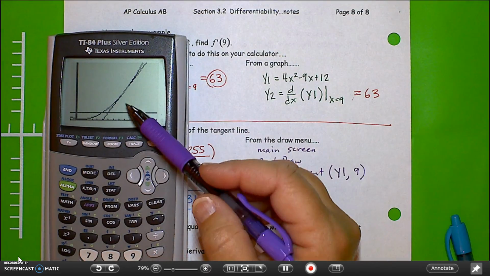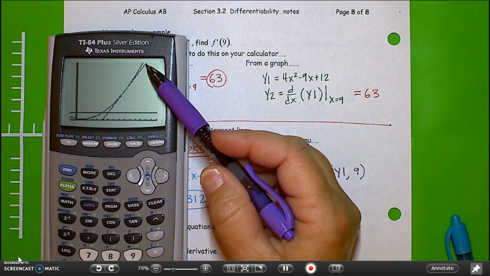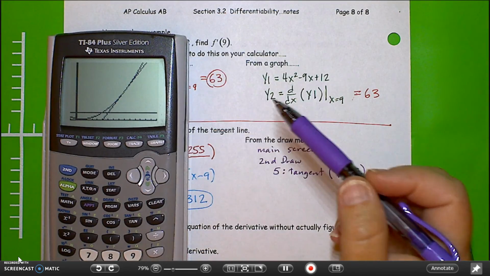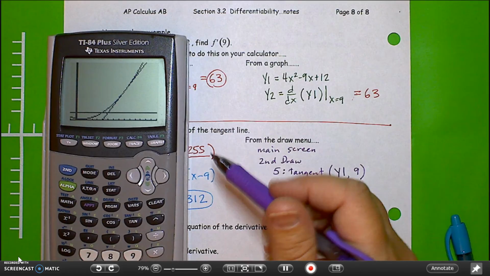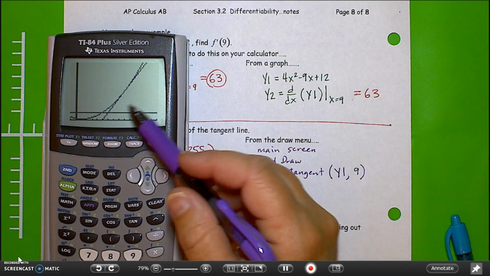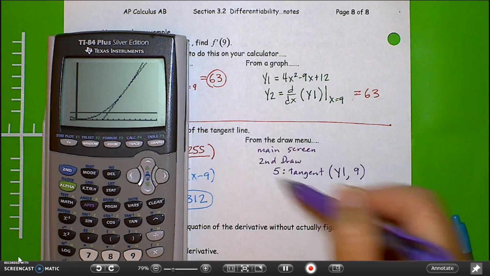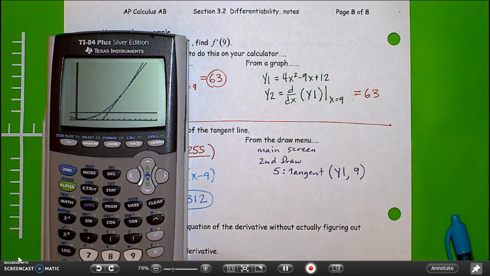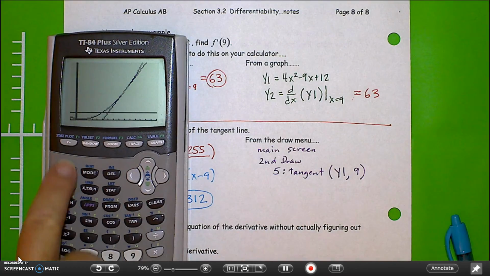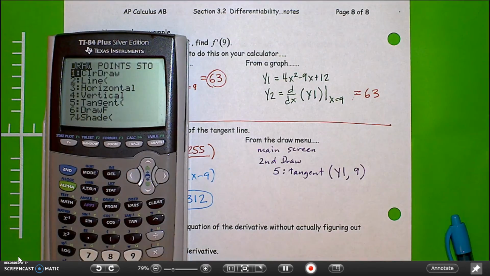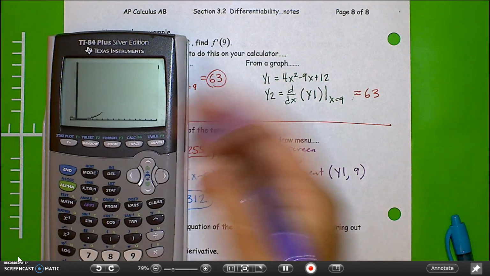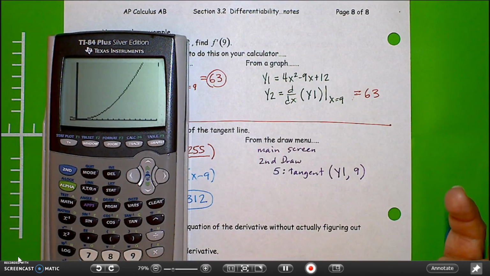Now in this form, I can't really tell anything about that line except kind of what it looks like here. Depending on where you start this from, if you're from the main screen, this is what you're going to get. If you want to clear that line, by the way, you'd have to go to second draw, clear drawing, and then it'll just give you the functions back that you had.